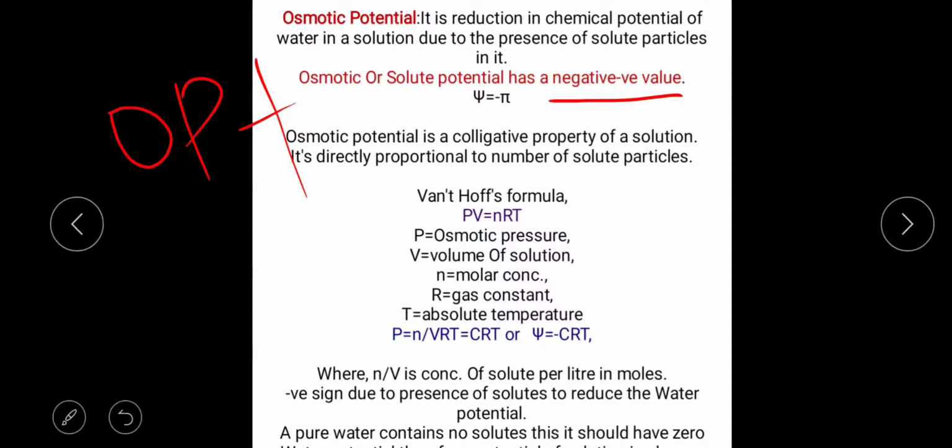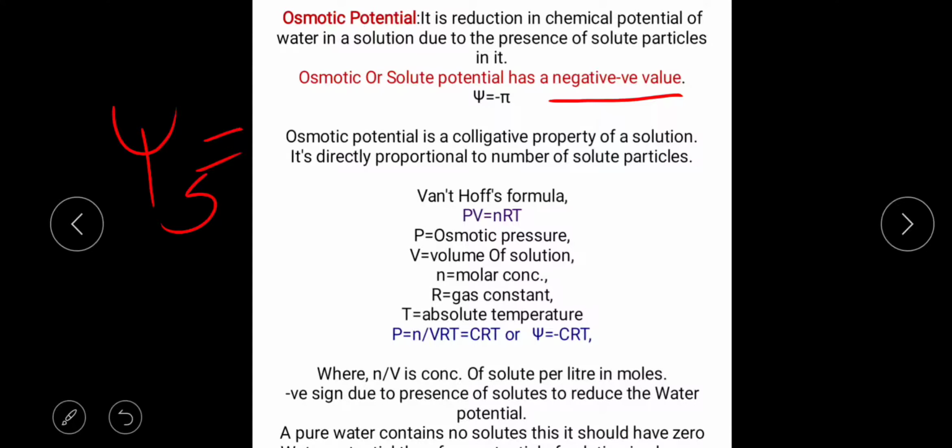So we can also represent it as psi s. So here I have written down psi s, so psi s is equal to minus pi. So we can express the osmotic potential as psi s, which is equal to minus pi, which also acts as a colligative property of a solution.